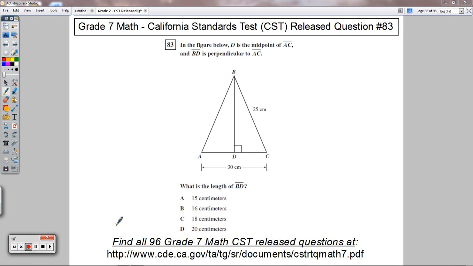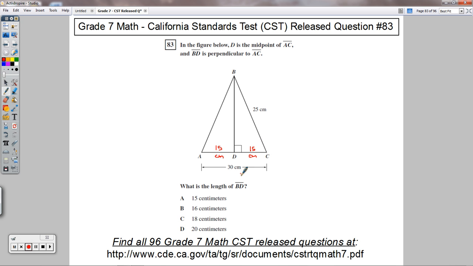Number 83 says, in the figure below, D is the midpoint of AC, and BD is perpendicular to AC. So if D is the midpoint of AC, this could be helpful. I'm going to write this in. This would be 15, and this would be 15, since it cuts it in half. That's what midpoint means. So that's 15. This is centimeters. This is centimeters still.